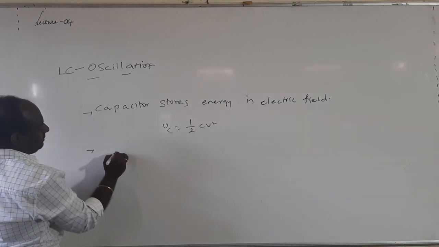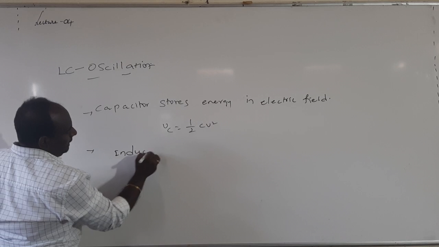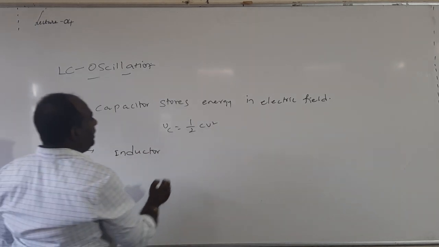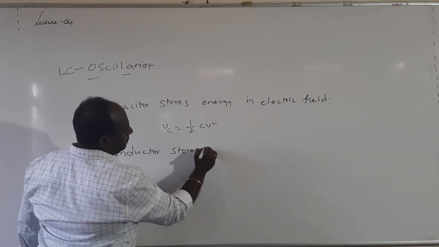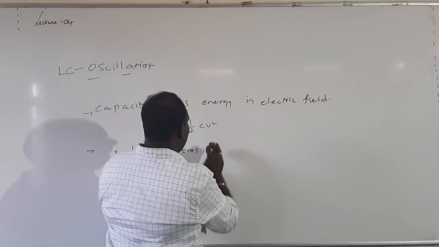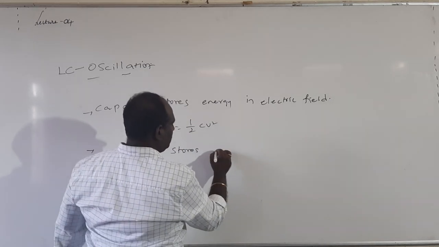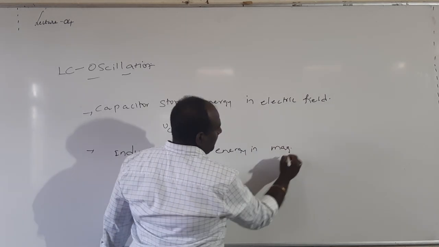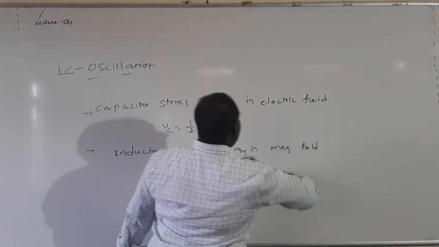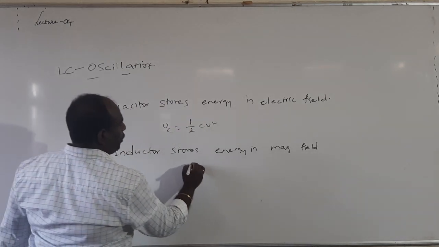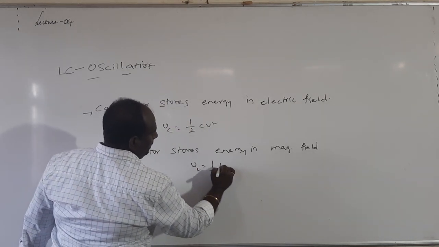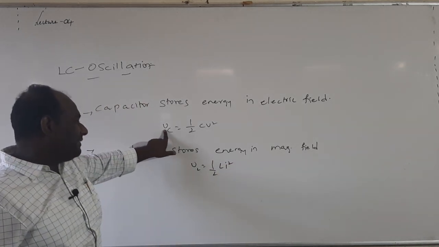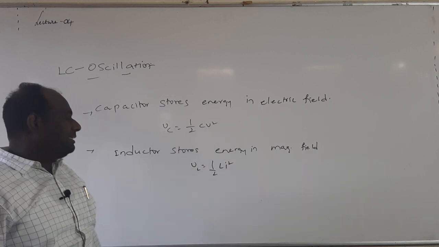Inductor stores energy. What is the definition of inductor? Inductor is a device which stores energy in magnetic field. So what is the inductor energy? UL is equal to half Li square. The expression for energy stored in the capacitor is half CV square, and the expression for energy stored in the inductor is half Li square.